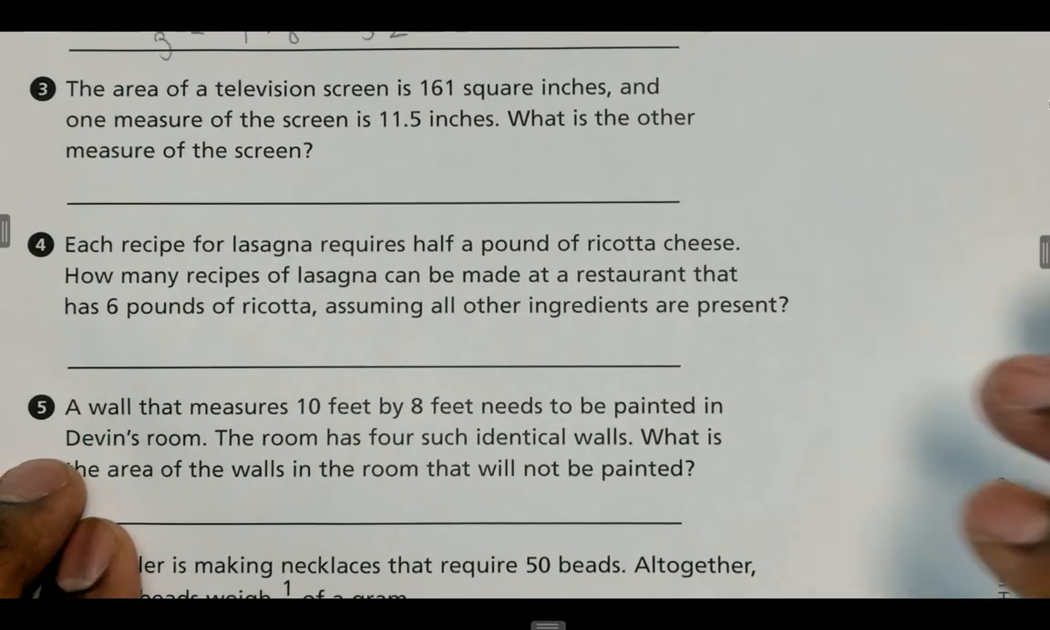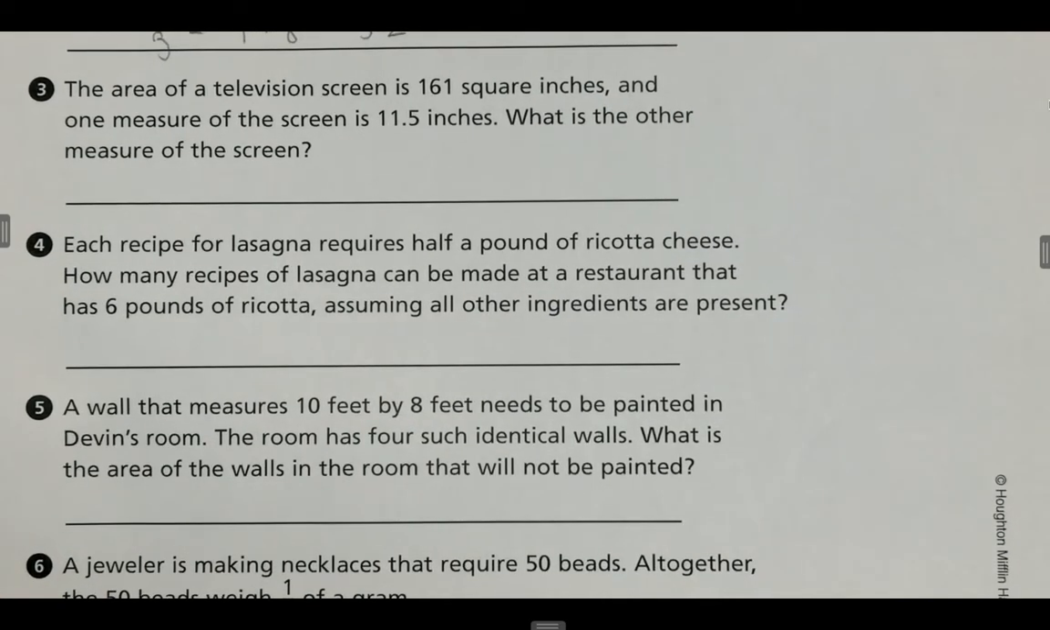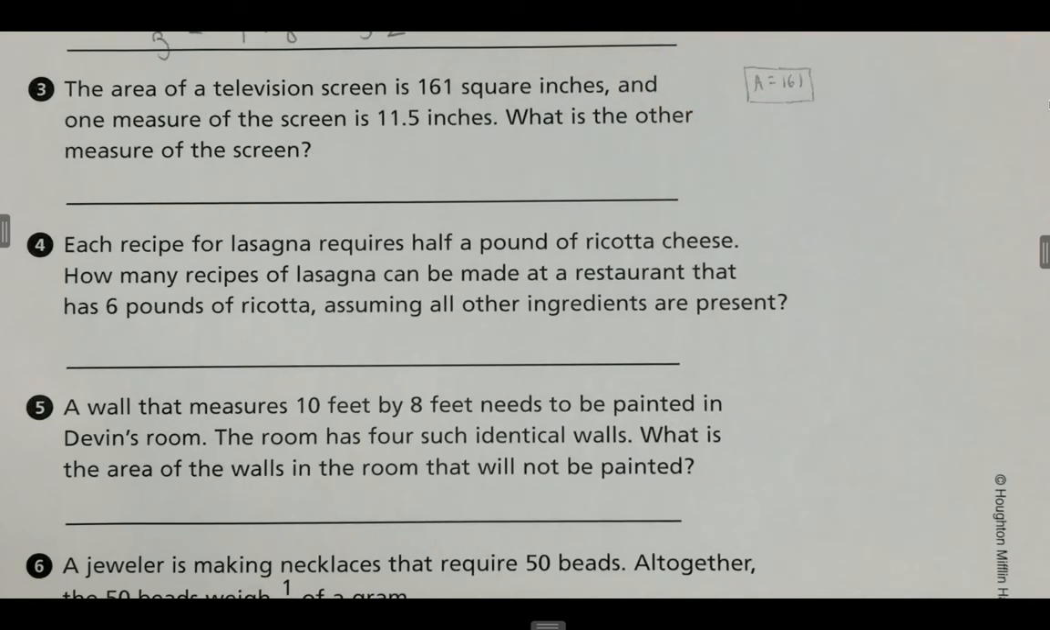Number 3, the area of a television screen is 161 square inches, and one measure of the screen is 11 5/10 inches. What is the other measure of the screen? Okay, so here, of course, we are dealing with a rectangle, and it's a problem involving area. We know the area. The area is 161 square inches.